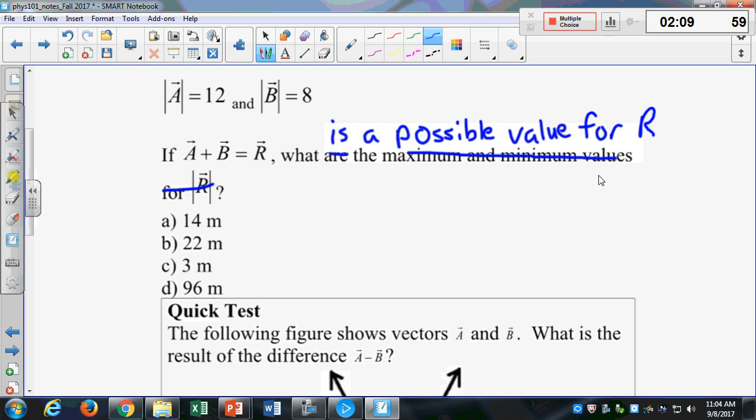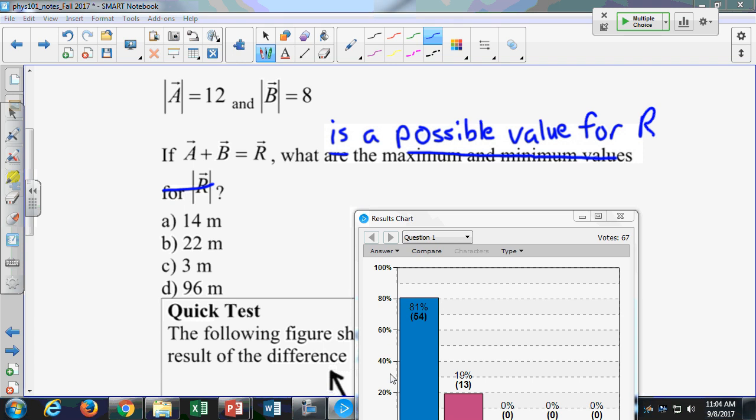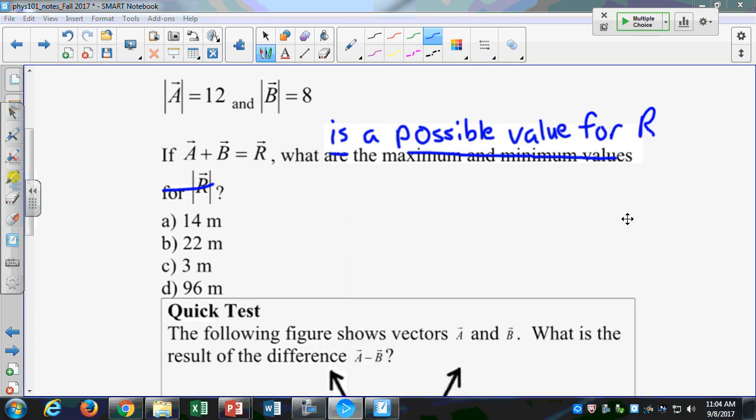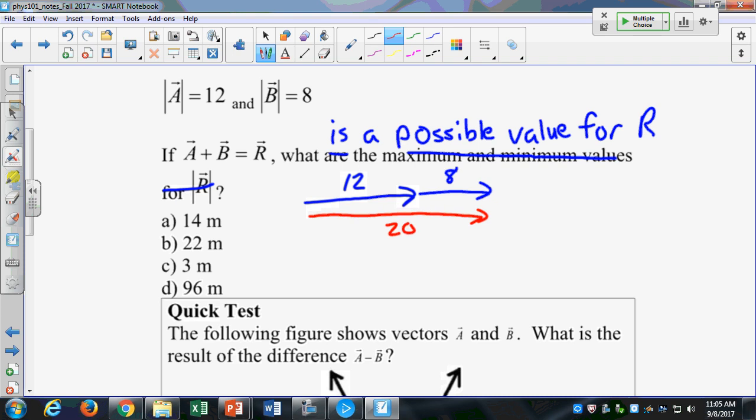All right, let's stop in about 10 seconds. Okay, good. A is right. Think about our maximum and our minimum. The maximum is I have my 12 unit vector in this direction and my 8 unit vector in that direction. And then the vector A plus B is going to be, well, 20 units long, right? That's the sum of those two vectors.